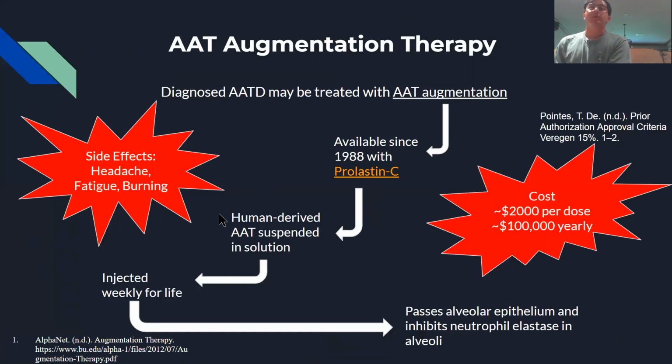Some drawbacks from this treatment are side effects. So it's not uncommon for patients to have headaches, fatigue, burning at the site of injection while getting this treatment, as well as the cost. The coverage for insurance for AAT augmentation is kind of hazy. I didn't find any straightforward answers, but the cost up front for these therapeutics averaged about $2,000 per dose. Now, if you think about it, you're getting that once a week for life, and that equals to about $100,000 a year. So it adds up quite quickly.